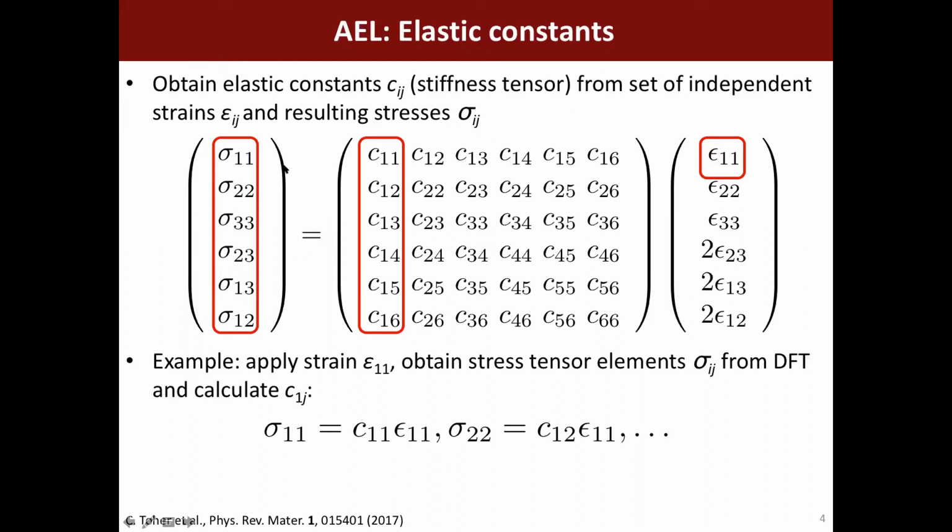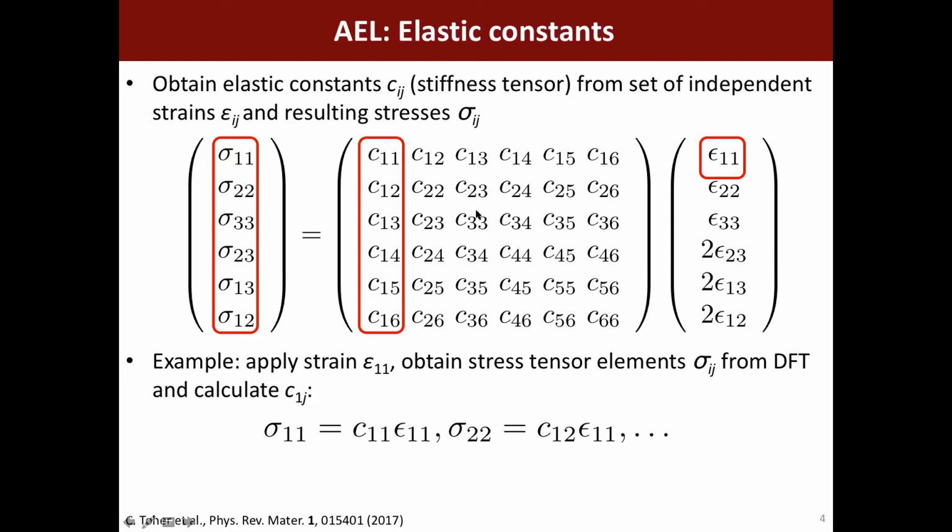And then from these stresses, you basically get a set of equations. So sigma 11 equals C11 epsilon 11, and so on. And from these, you can calculate C11, C12, C13, and so on. And then for the next strain, you get this column and so on. And this is what's called the elastic stiffness tensor, or the elastic constants. And this is what's called Voigt notation.